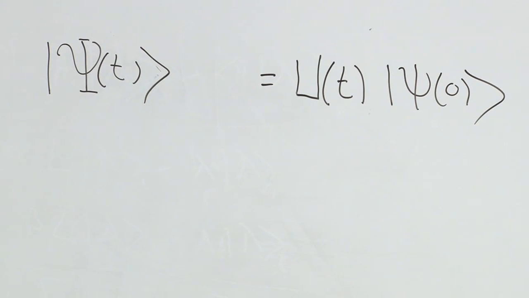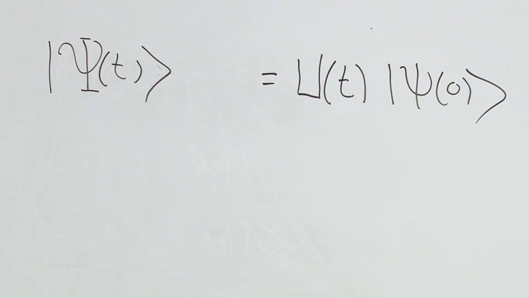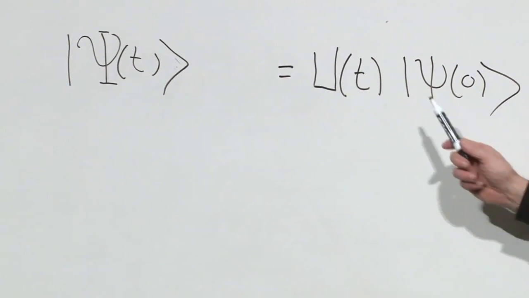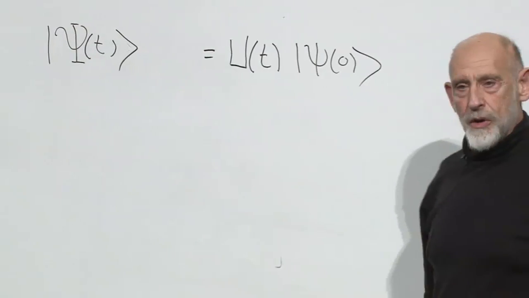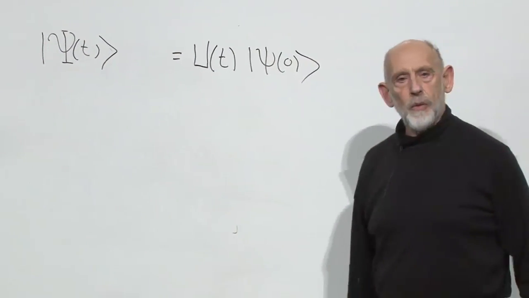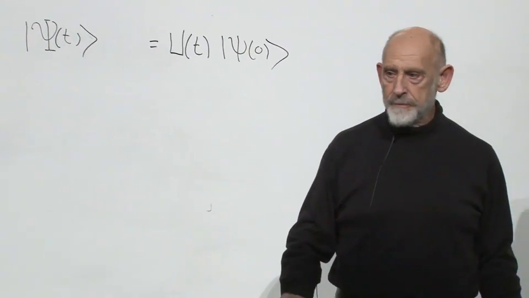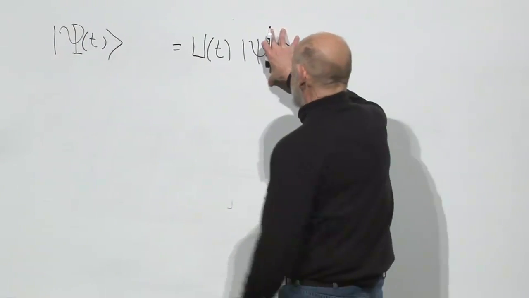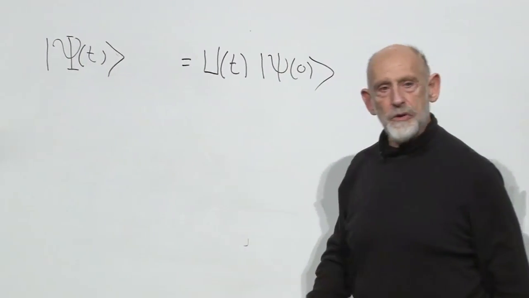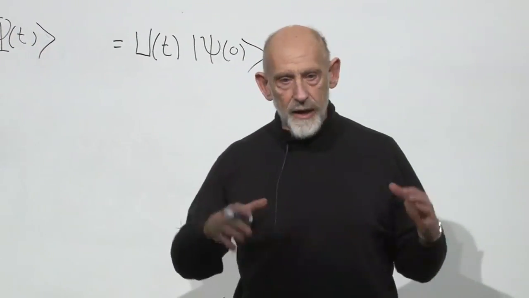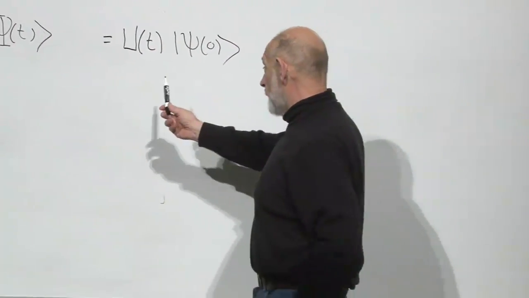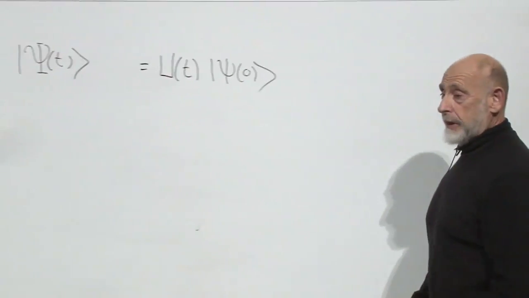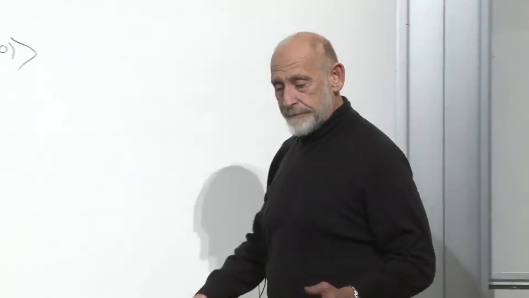The basic postulate, two basic postulates. The first is that U is a linear operator, and the same U for any state. Whatever the initial state is, you put that here, and you hit it with the same U, the same operator. In other words, this is called the time development operator. It's a linear operator, and it evolves the state from one instant to another.